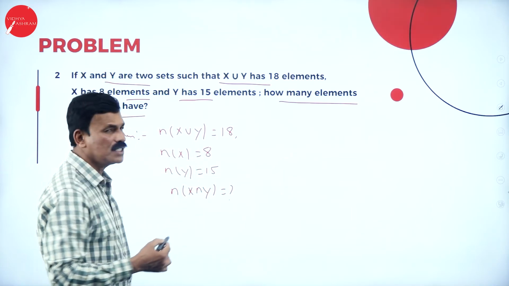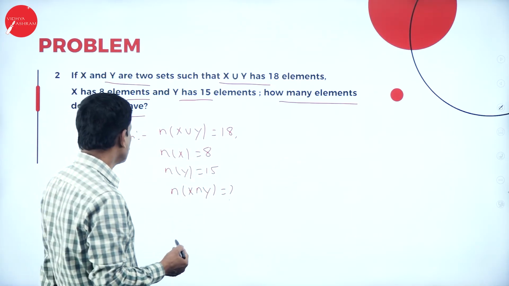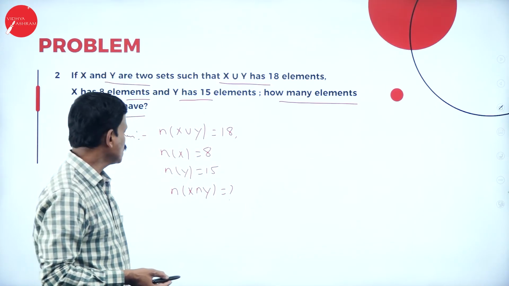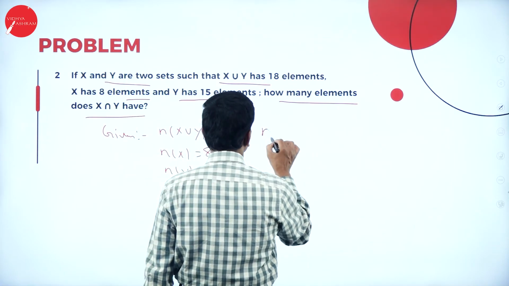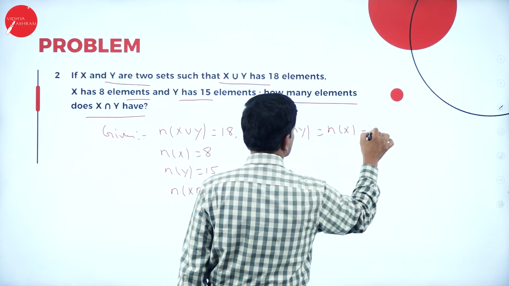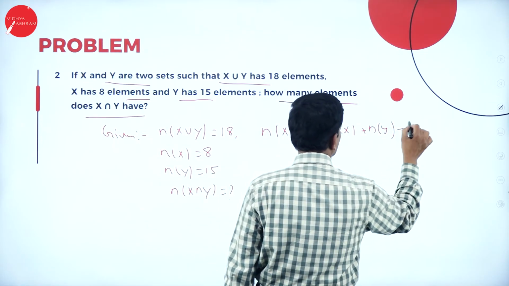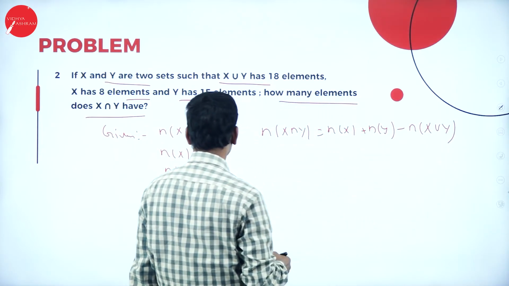Number of elements in X union Y is 18. Number of elements in X is 8. Number of elements in Y is 15. Number of X intersection Y? So we know the formula: N of X intersection Y is equal to N of X plus N of Y minus N of X union Y. Simplify this. That's it.